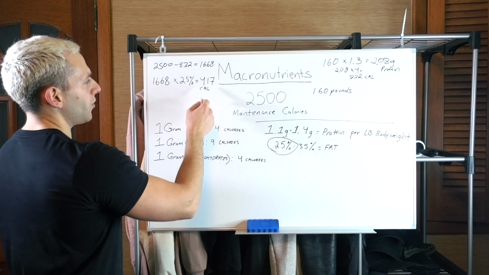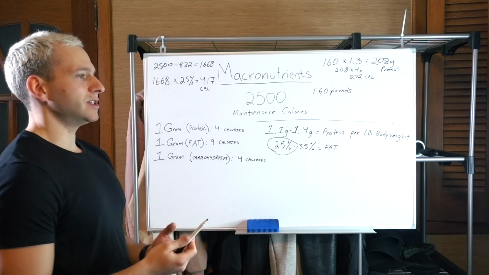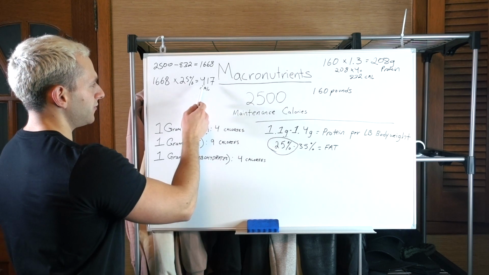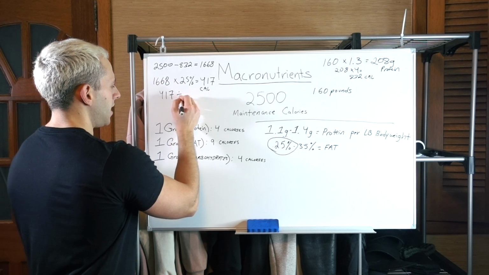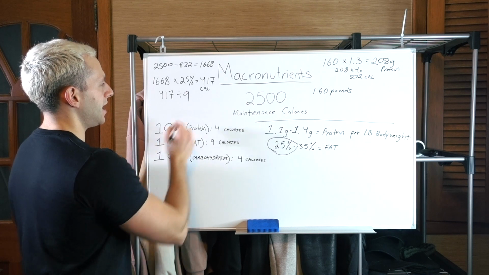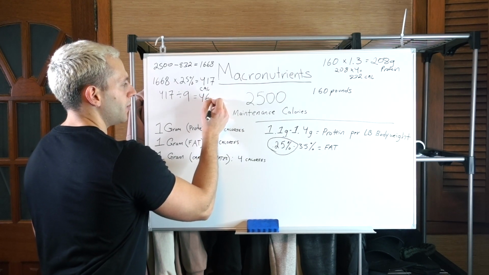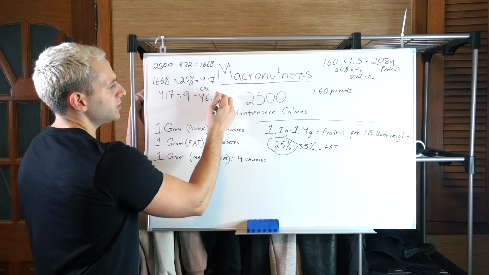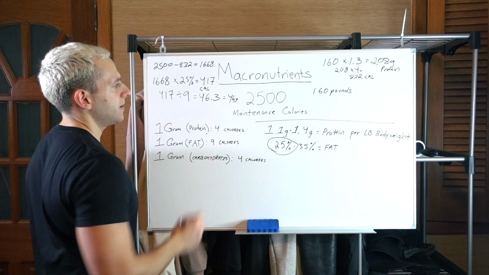Now that we know that 417 calories is what's coming from the fat, we need to find out how much that is going to be in grams. So what we're going to do is 417 divided by 9, because 1 gram of fat is 9 calories, which is going to equal 46.3. And you can just round it to the nearest whole, which is going to be 46 grams.